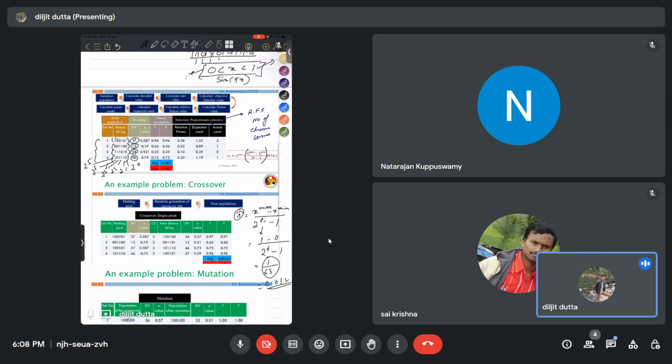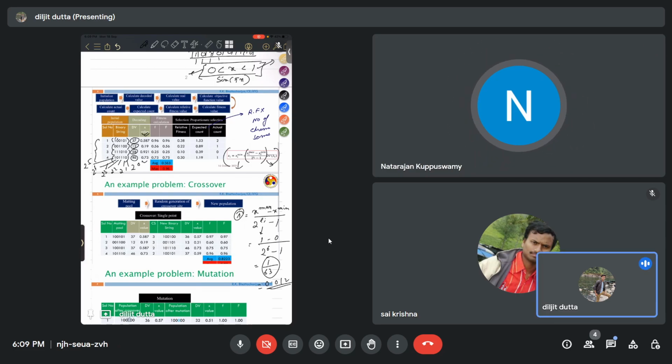Once we get the precision, we'll multiply it by the decoded value, and then we will add it to the x minimum. After doing this procedure, we'll finally get the x values. So these x values are 0.58, 0.19, 0.92, 0.73. We have got this.